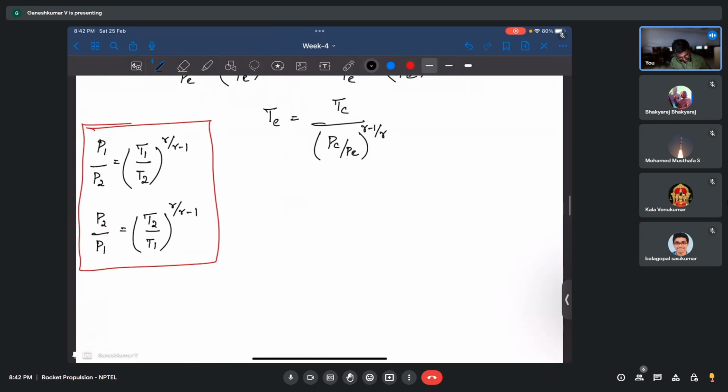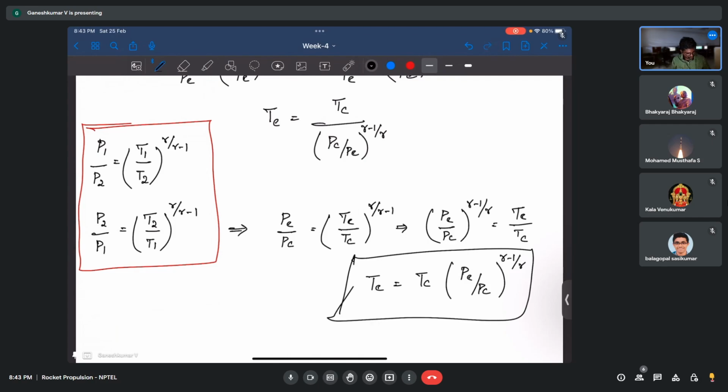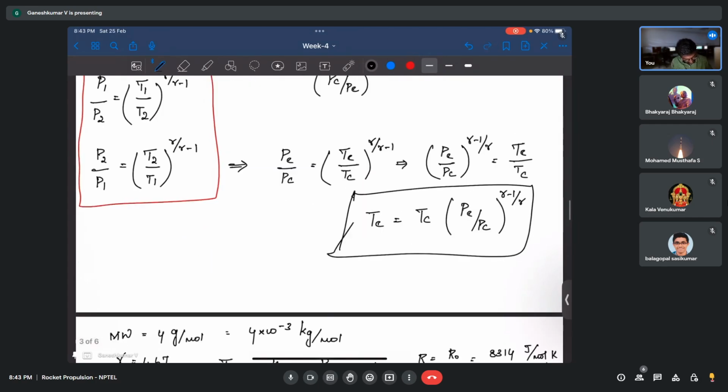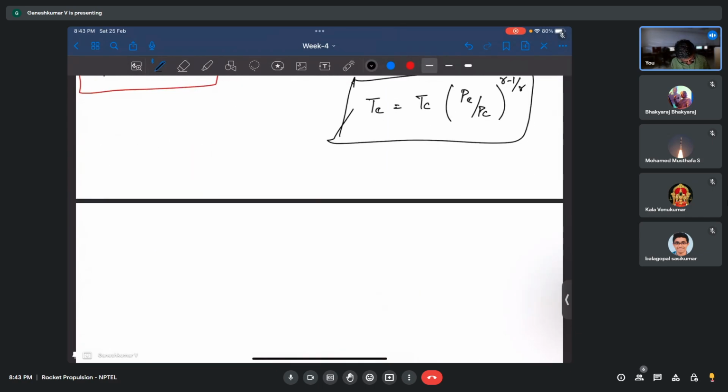Let's say if you want to use this expression, then P exit by P chamber is equal to T exit by T chamber to the power gamma by gamma minus 1. So what you want is T exit. T exit is nothing but T chamber times PE by PC whole power gamma minus 1 by gamma. So here let's use this then. This is clear, right, everyone? I think everyone is on the same page.